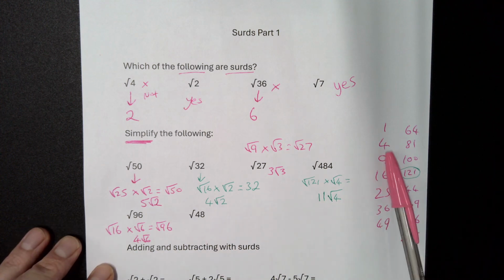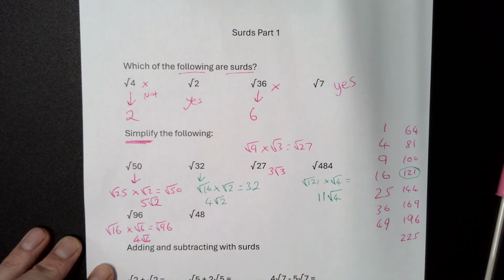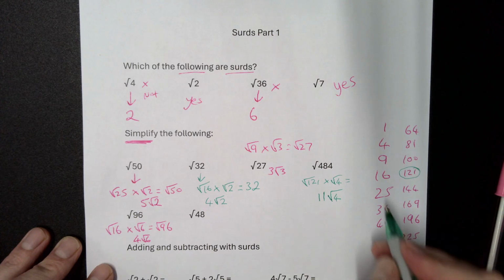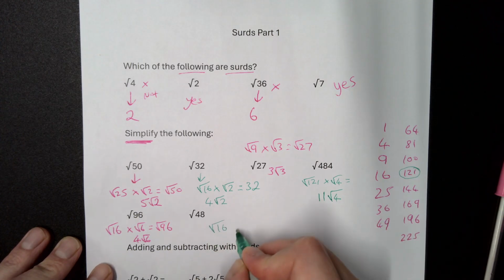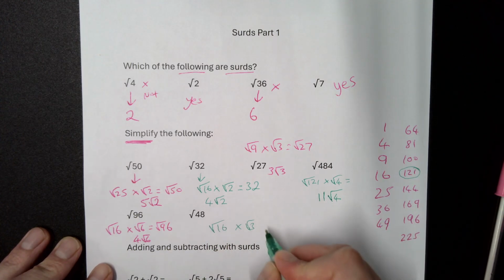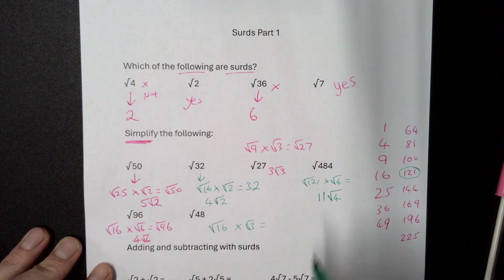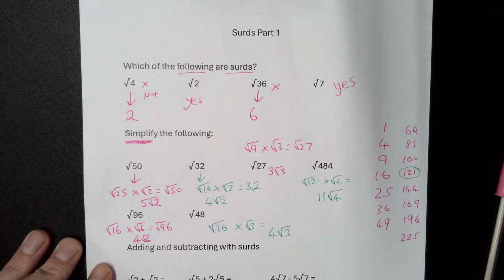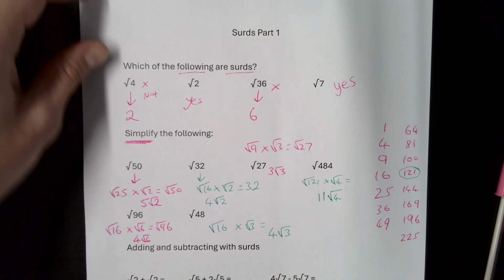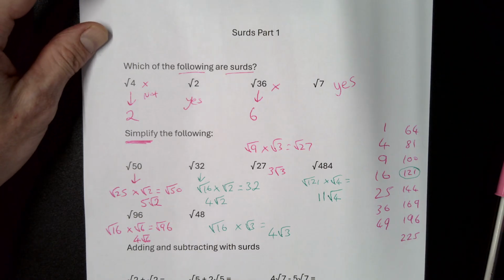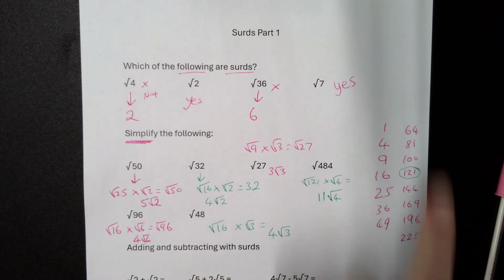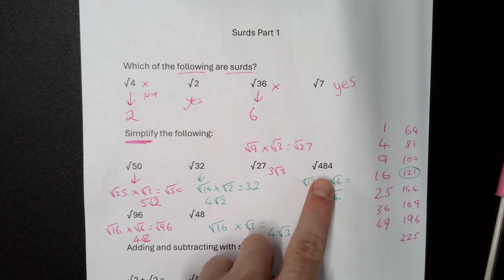48 is also in the 4s, but it's in the 16s as well, and we pick the highest one. That'll save us simplifying it twice. So root 48, I'm going to say, is root 16 times root 3. Root 16 is 4, so it's 4 lots of root 3. Right, that's the simplifying finished. So write out your square numbers and which ones of them fit into the number.